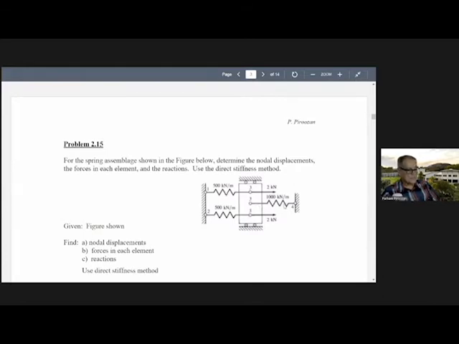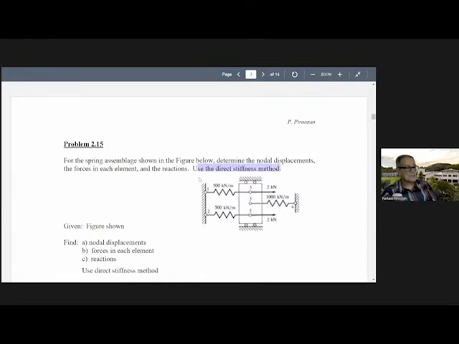We have 3 springs. Determine the nodal displacements. We are applying this 2 kilonewton here and 2 kilonewton here. So in total, we are applying 4 kilonewton to this block, and then we are moving it to the right. We want to find the nodal displacements, the forces in each element. We have 3 elements here, 3 springs. We want to find forces in each element and the reactions. These are attached to the wall, so we want to find the reactions. Use the direct stiffness method.